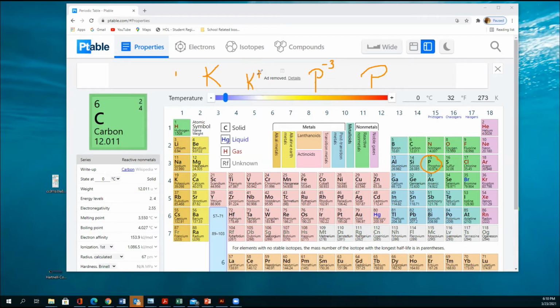Okay, so then how many potassiums am I going to need to balance out that phosphorus? You're going to need 3. Okay. Sorry, I'm a little off today. All right. So then it'll be K3P.